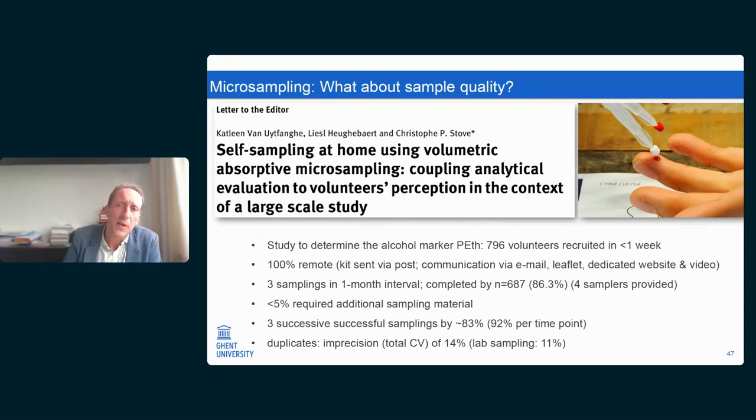Before, we published a study in which we really looked at the sample quality and found out that the sample quality, even from those individuals that were only instructed remotely via leaflets and via online video on YouTube, is good. If you make sure that these patients have the right incentive and are really motivated, they can provide good quality samples.